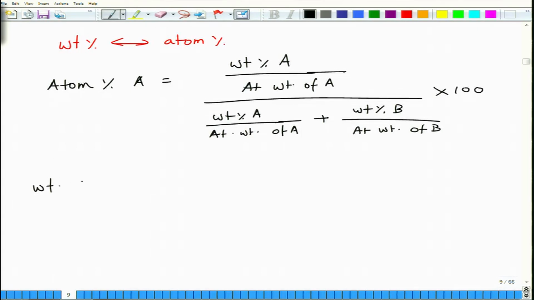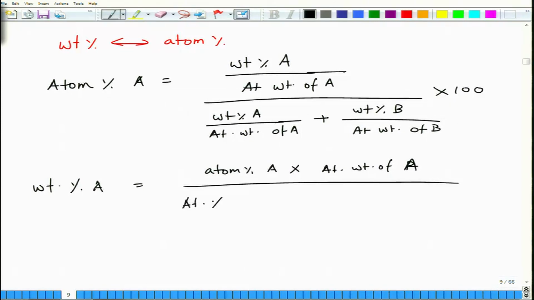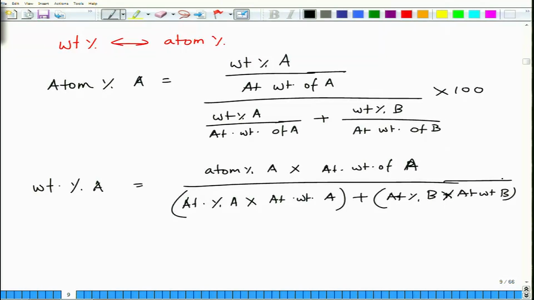Similarly, if you want to have weight percent of A from atom percent or mole percent of A, then what you do is that you have atom percent of A multiplied by atomic weight of A divided by atom percent of A into atomic weight of A plus atom percent of B into atomic weight of B. So this is how you convert the weight percent to atomic percent to weight percent.